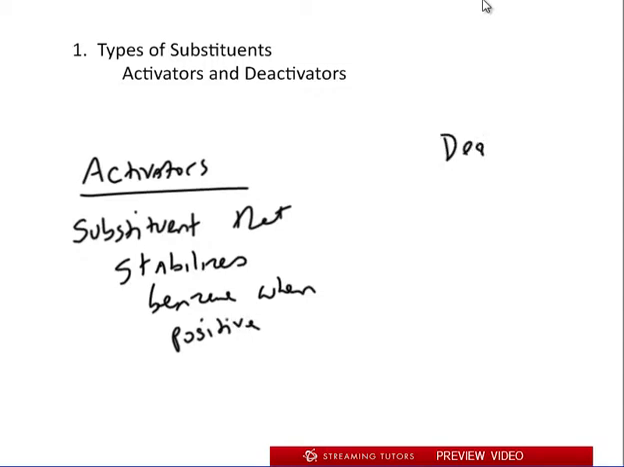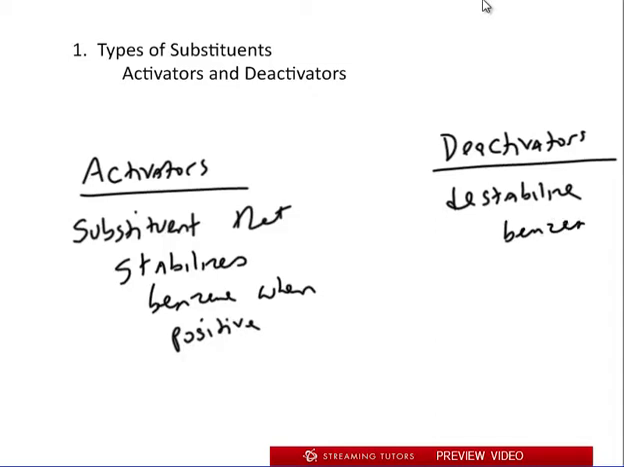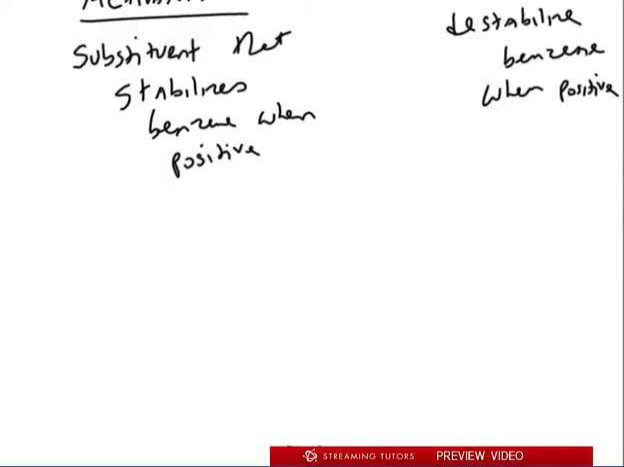A deactivator is the opposite. Okay, deactivators, they destabilize benzene. And so they're not good, especially when they're positive, when benzene is positive. Okay? They're not good. They deactivate the benzene. They make it less reactive. Activators make benzene more reactive. It stabilizes it.